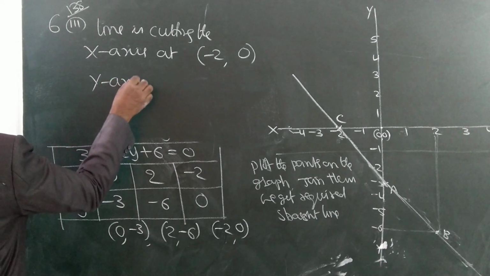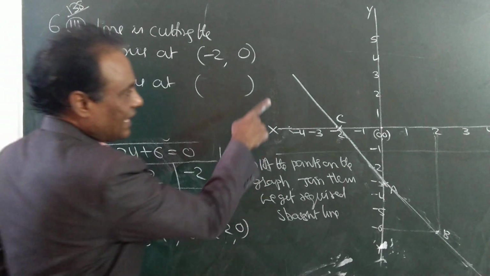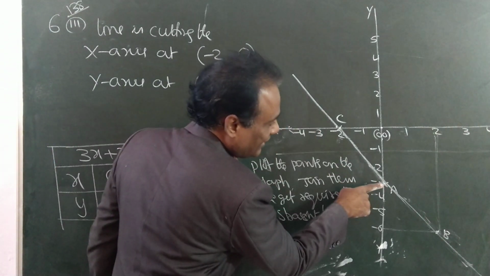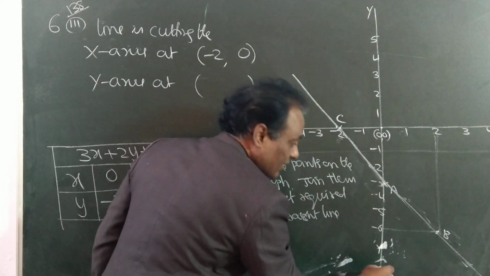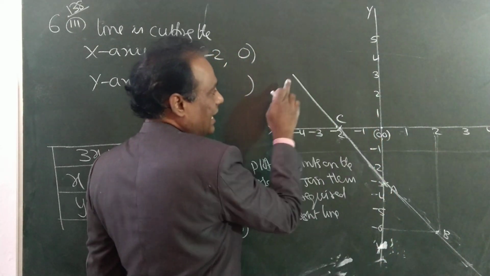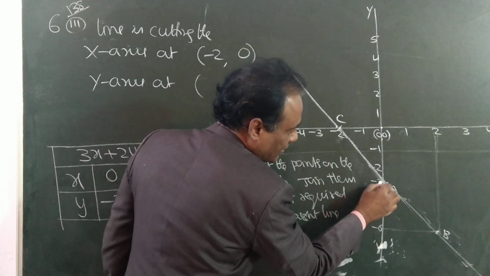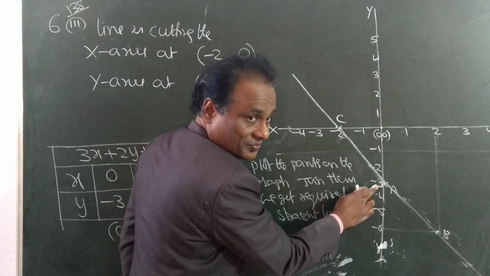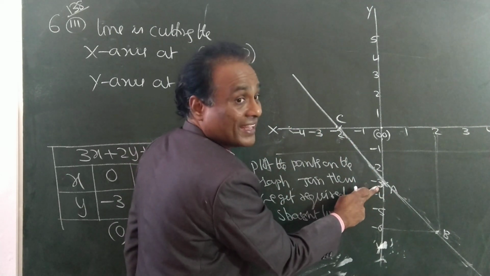Where it is cutting the y-axis, that also you have to write. The line is cutting the y-axis here. See, this is the y-axis. The vertical line is the y-axis. The line is cutting the y-axis at this point. What is it? Minus 3. The line cuts the y-axis at minus 3.